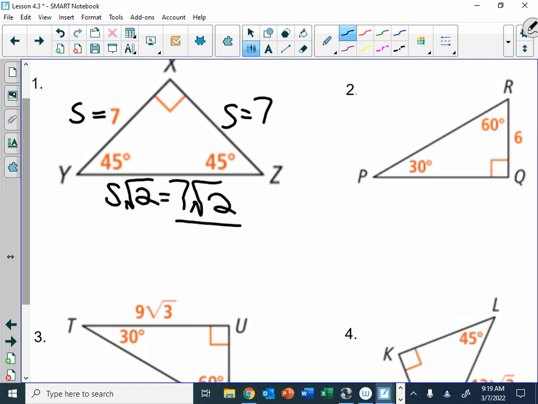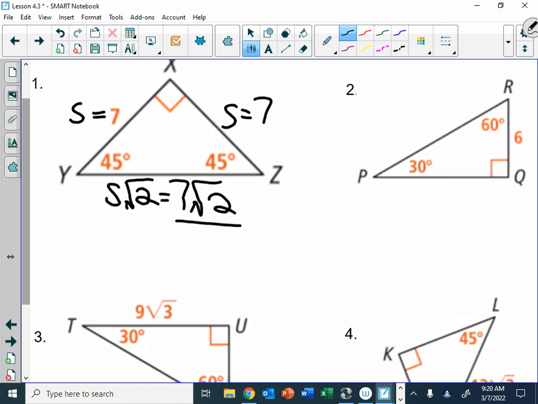So your hypotenuse is always S times the square root of 2. We said S was 7. 7 times the square root of 2 doesn't reduce to anything. Leave it as is. Number 2. Once again, I'm going to ask the obvious: 45, 45, 90 or 30, 60, 90? 30, 60, 90. Good. 30, 60, 90s get a little more complicated.